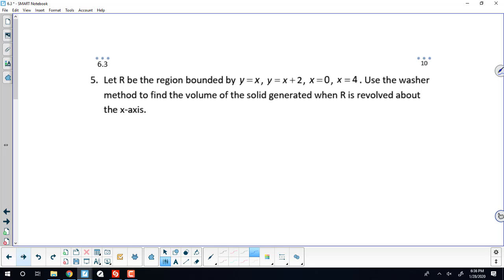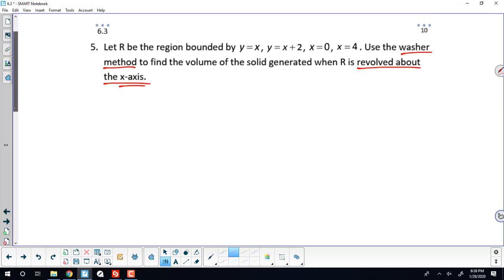Let R be the region bound by y equals x plus 2, x equals 0, and x equals 4. It says to use the washer method to find the volume when this region is revolved about the x-axis. If you just want to remember the washer method, it is more general than the disk method. The disk is just a special case of the washer, where the bottom function is 0, or is the axis itself.